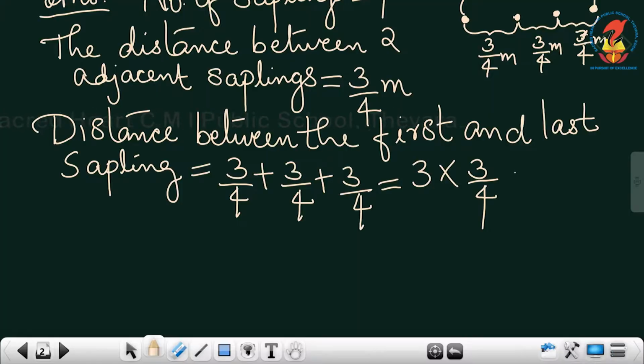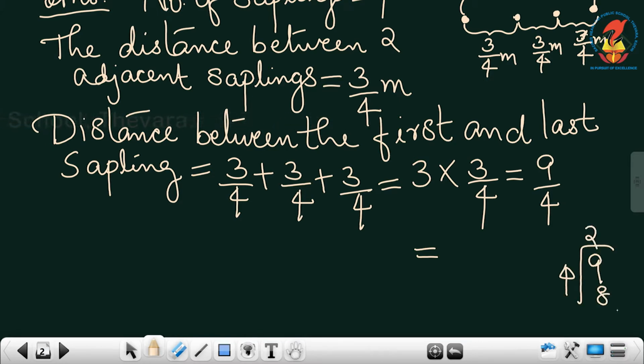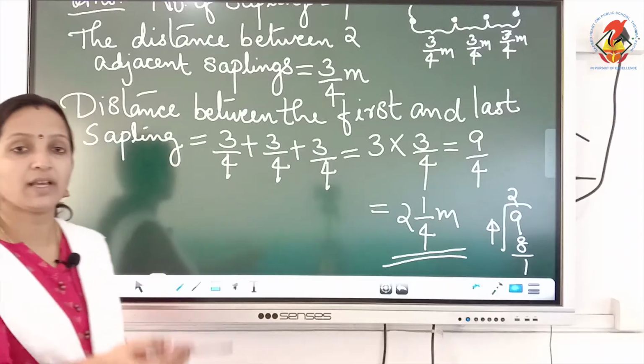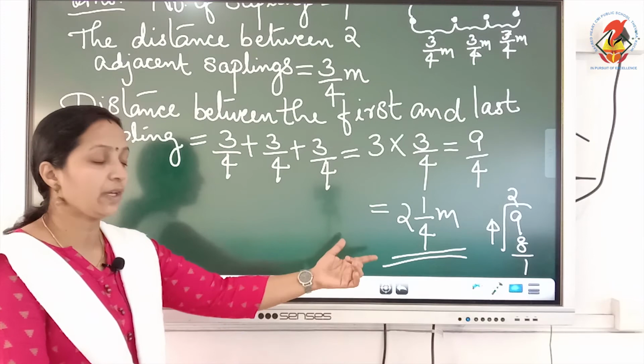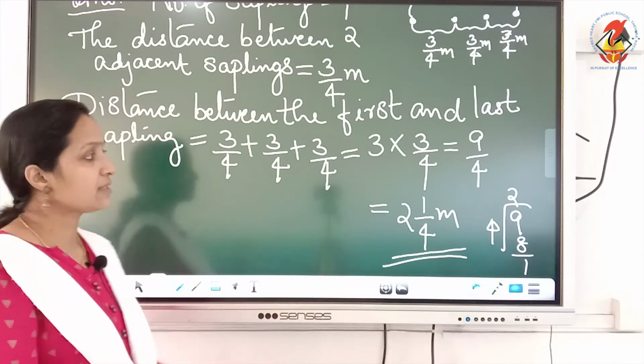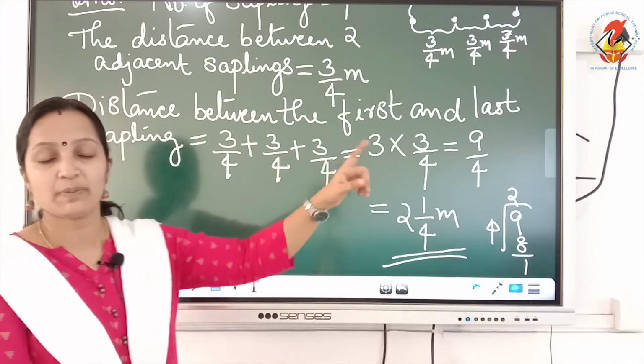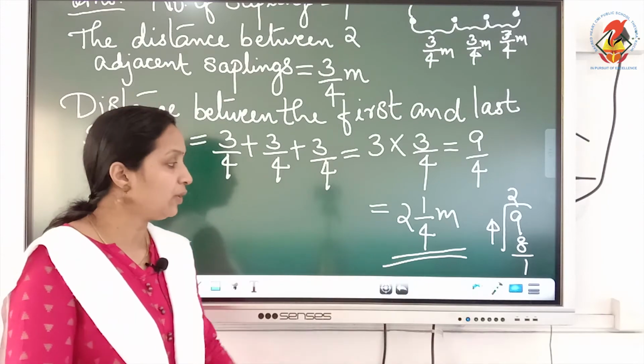So 3 into 3 by 4, what is the answer? 9 by 4. It's an improper fraction and you do the division and find the mixed number. So what you will get? 2 1 by 4 meter, is it? So what is the meaning? The distance from the first sapling to the last sapling is what? 2 1 by 4 meter. Okay, the distance between the first and the last sapling is what? 2 1 by 4 meter.